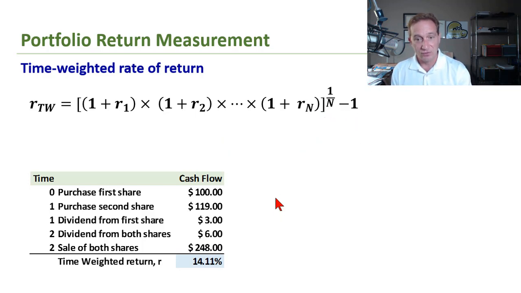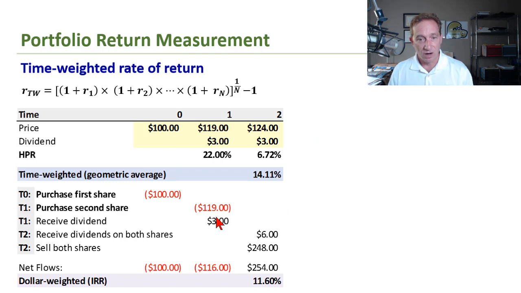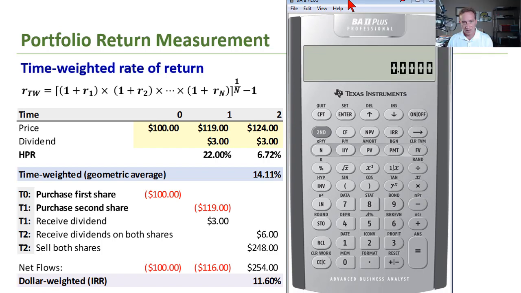So let's do that for our same exact assumptions here. You can see we're going to get 14.11%. If I bring the calculator back in here, what I need to do is identify my sub-periods. Well, I only have 2 sub-periods. The first sub-period is from today to the end of the first period, and the second sub-period is to the end of the second period.